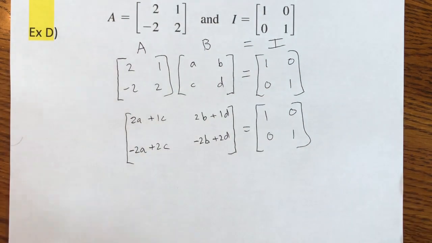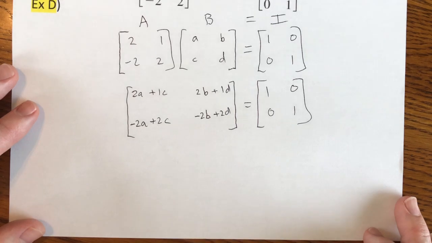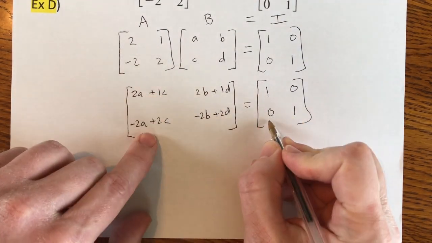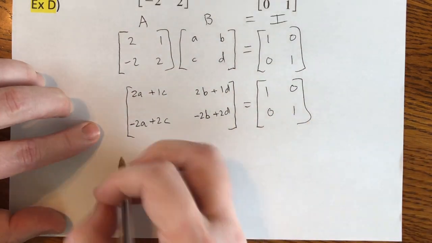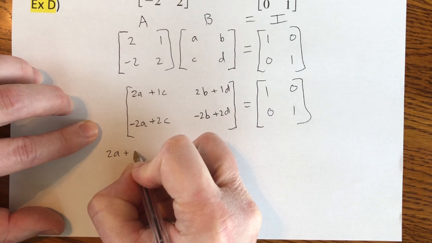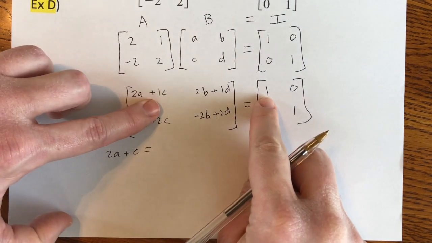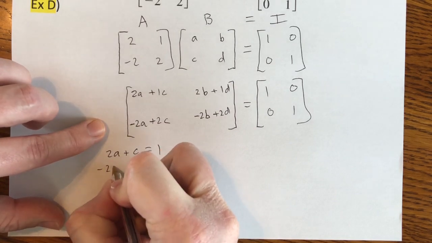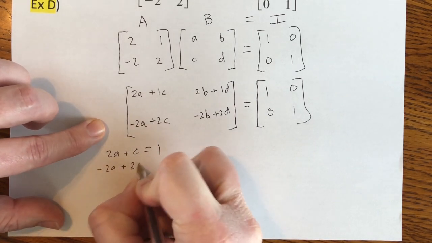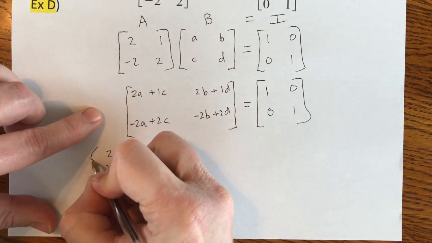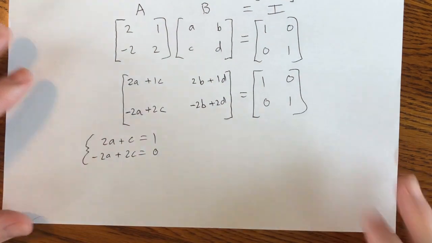All right, so we talked about equality of matrices. So with that being said, we're now able to set corresponding entries equal to one another. So let's see what happens when we do that. We get 2A plus C equals 1. Then we get negative 2A plus 2C equaling 0. And guess what? That is a system of linear equations.